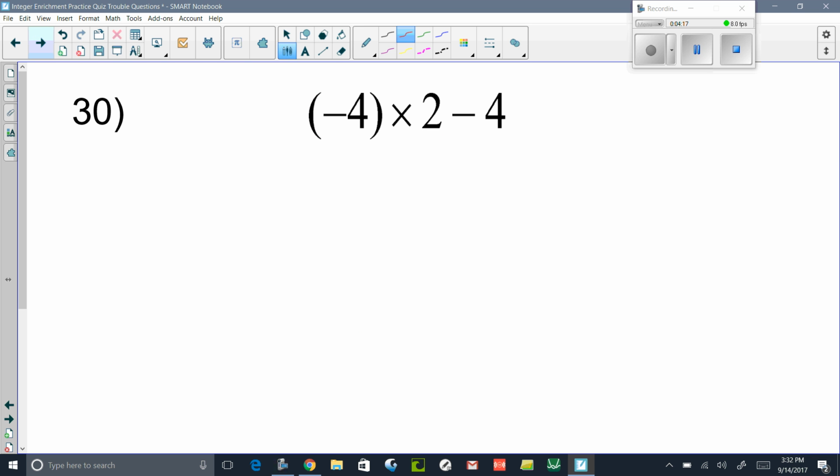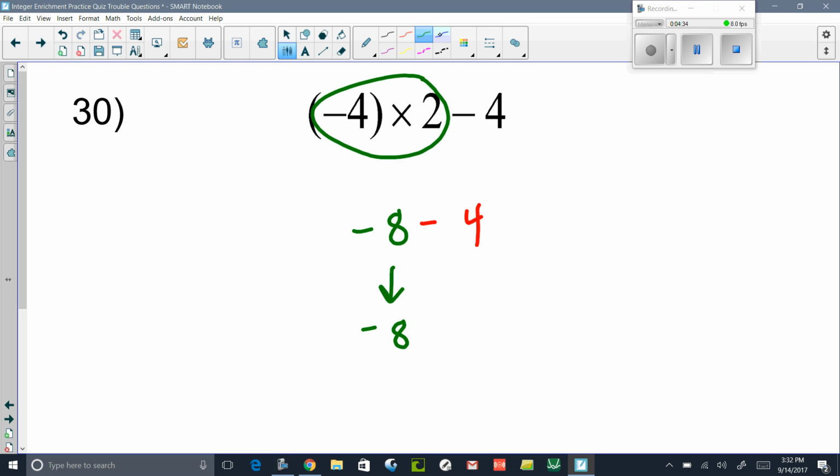Last question that I want to take a look at is number 30. Negative 4 times 2 minus 4. Again, we multiply before we add or subtract. So this is negative 8. A negative times a positive is negative. We then subtract 4. Leave the first number the same. Change subtraction to addition. And take the opposite of 4 to get negative 4.